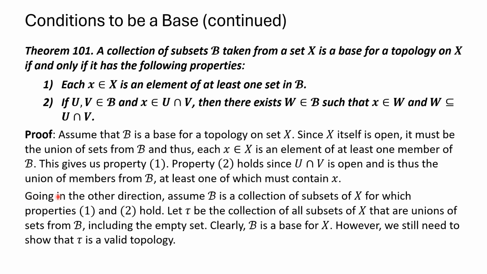Let's go in the other direction. Assume these properties hold. So assume B is a collection of subsets of X for which properties 1 and 2 hold. Let tau be the collection of all subsets of X that are unions of sets from B, including the empty set. So clearly B is a base. However, we still need to show that this topology that we defined here is a valid topology. So we need to show the definition of a topology fits what we've defined. And I'll do that on the next slide.